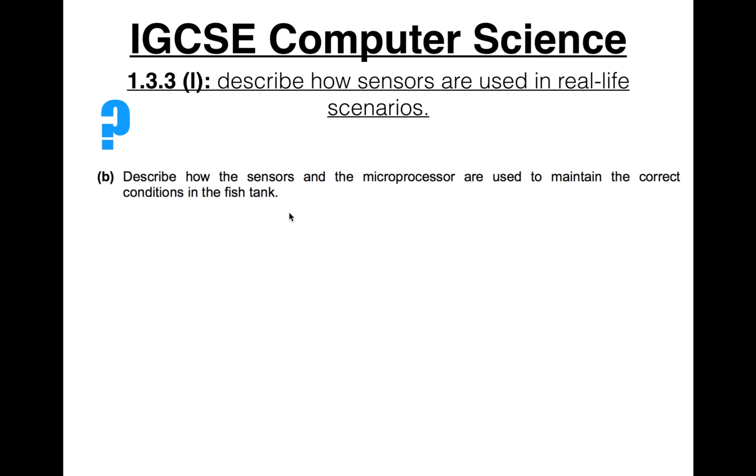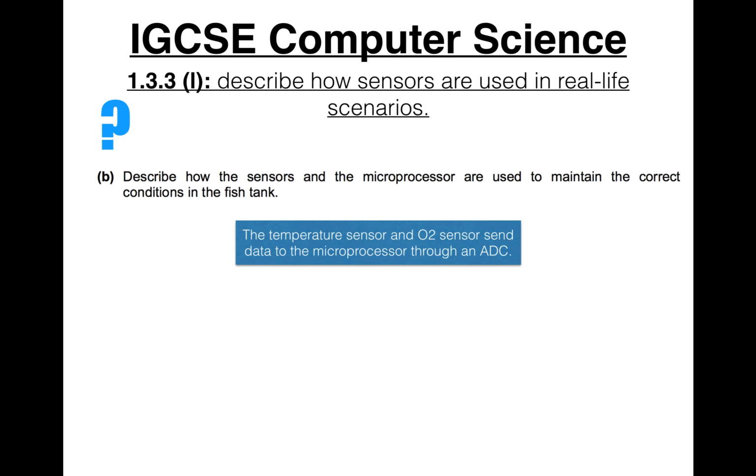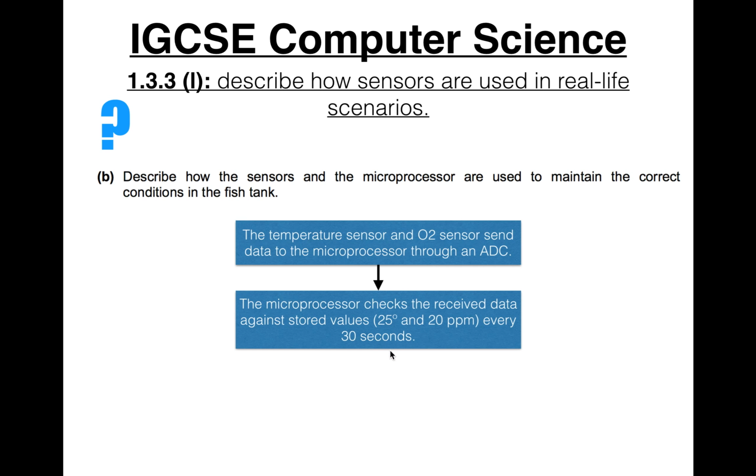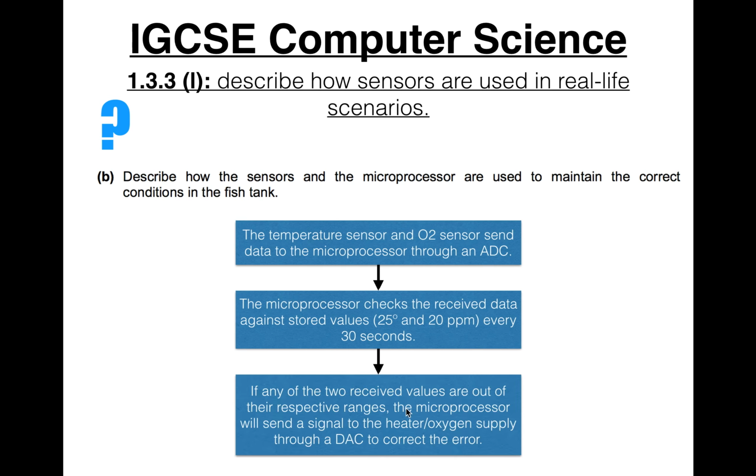And then there's question B, describe how the sensors and the microprocessor are used to maintain the correct conditions in the fish tank. So here's how we could set out our answer. The temperature sensor and the O2 sensor (I should have subscripted that, forgot to, it looks weird) send data to the microprocessor through an ADC. The microprocessor checks the received data against stored values, 25 degrees and 20 ppm, every 30 seconds. And if any of the two received values are out of their respective ranges, the microprocessor will send a signal to the heater or oxygen supply through a DAC to correct the error.